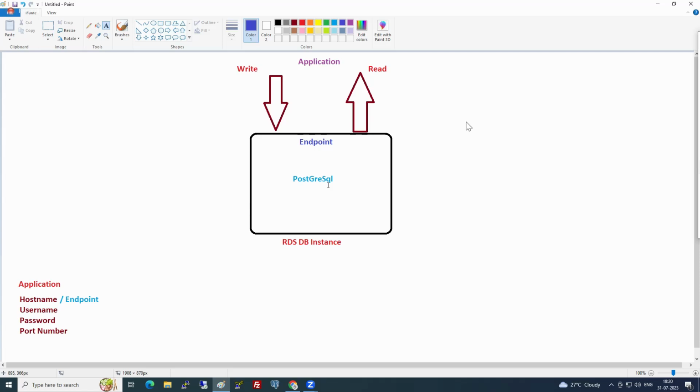And who manages the patching and all? AWS. Everything in the backend is completely managed by AWS only. What we need to do is create a DB instance, create a database inside it, and then we'll connect to it. Guys, remember.